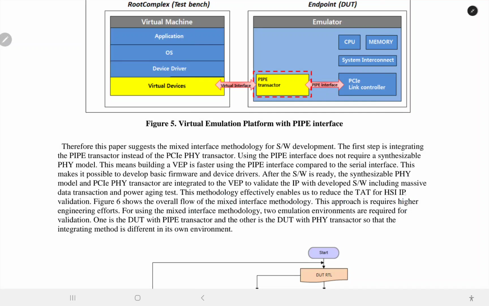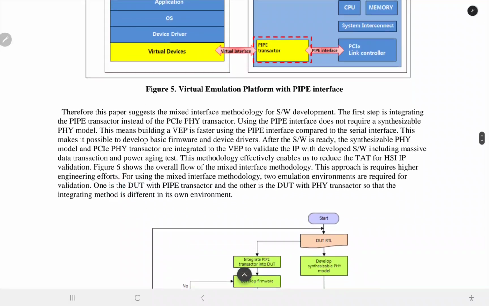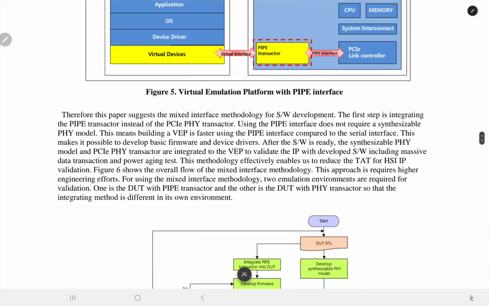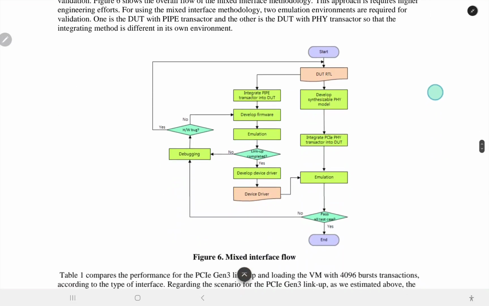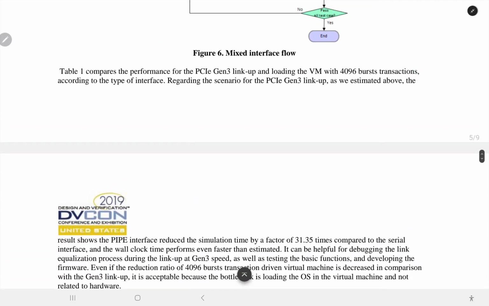This approach requires higher engineering effort. For using the mixed interface methodology, two emulation environments are required for validation. One is the DUT with a PIPE transactor, and the other is the DUT with a PCIe PHY transactor, so the integrating method is different in each environment. Figure 6 is a mixed interface flow.